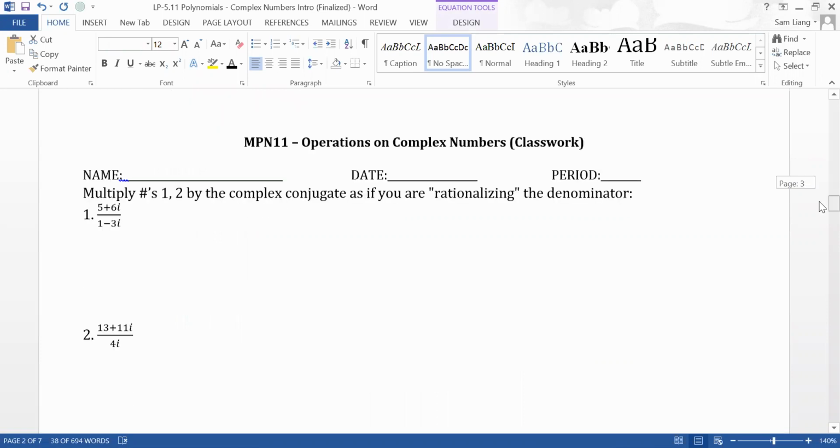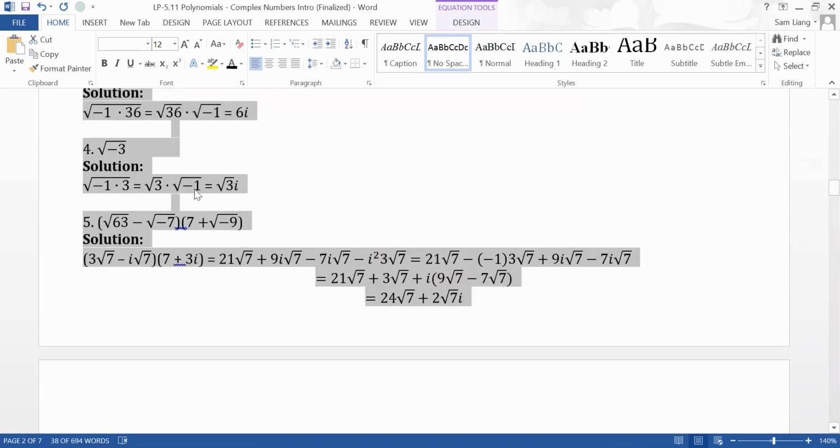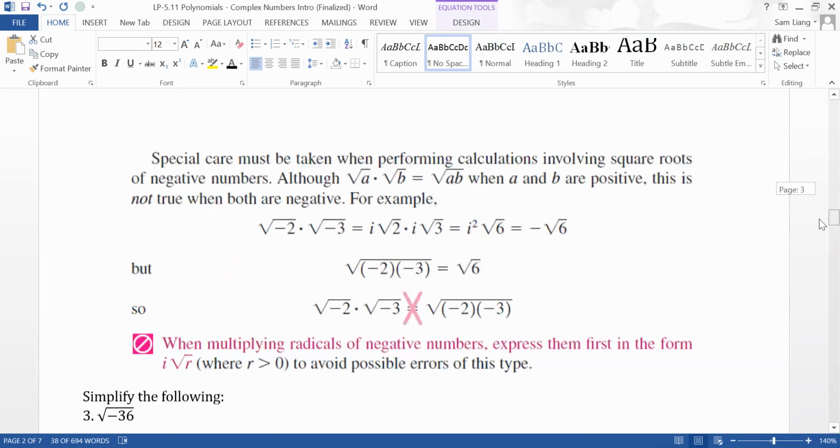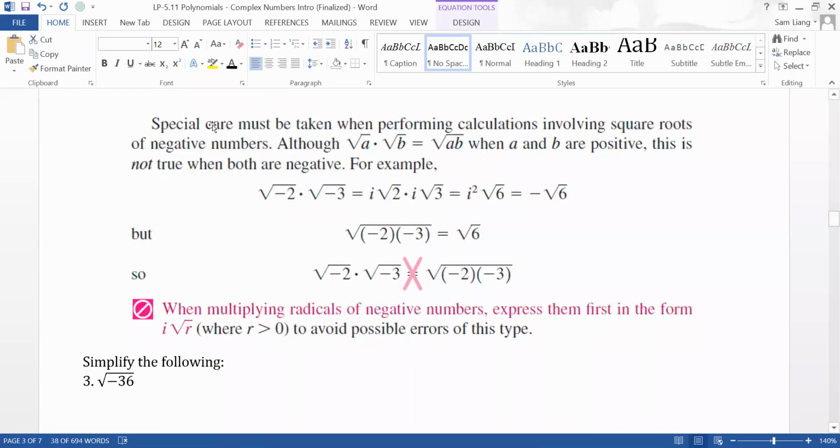Okay, this next note is going to be regarding square roots of negative numbers. This is a note from the textbook. Special care must be taken when performing calculations involving square roots of negative numbers. Although square root of a times square root of b is equal to square root of ab when a and b are positive, this is not true when both are negative. For example, square root of negative 2 times square root of negative 3 is equal to i root 2 times i root 3, which becomes i squared root 6, and as we know, i squared is equal to negative 1, so this becomes negative root 6.